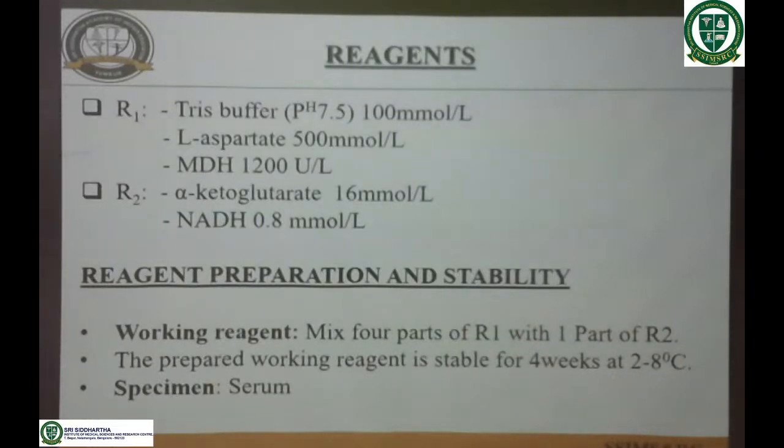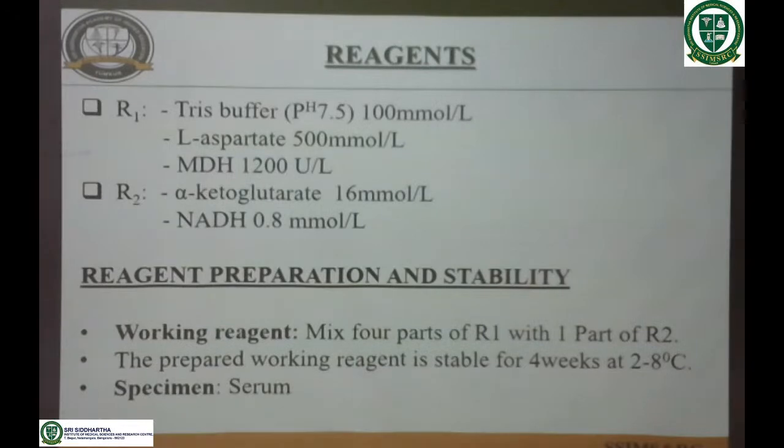In R1, that is reagent 1, we have L-aspartate, MDH, that is malate dehydrogenase enzyme, and Tris buffer. These three reagents are under R1. In R2 we get alpha-ketoglutarate and the NADH molecule. These are the reagents present in R1 and R2.